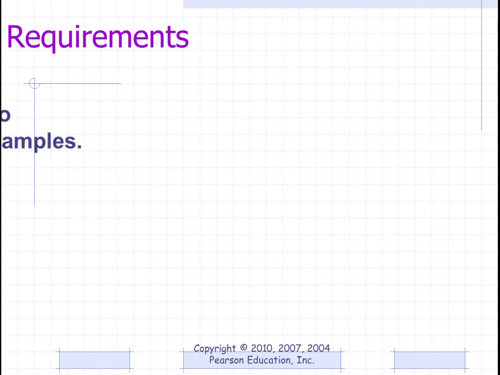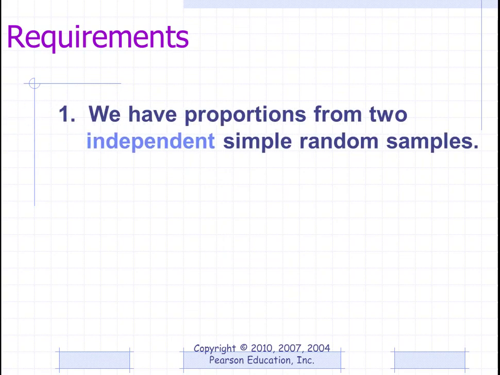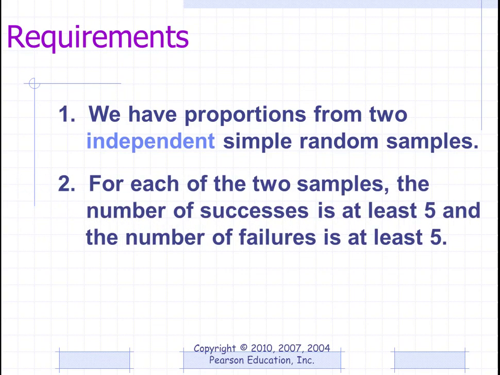So here's what has to happen. We have to have two independent simple random samples, meaning that one does not influence the other. And then for each of the two samples, we need to have at least 5 successes and 5 failures. Now, I boiled these down into 2 requirements. In your book, they talk about 3. First of all is 2 simple random samples, and number 2 is that they are independent, that what you pick for the first sample has no influence on what happens to the second sample.